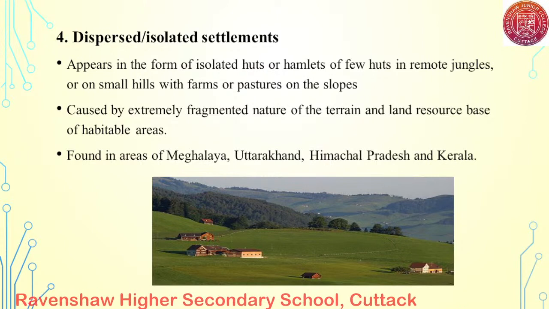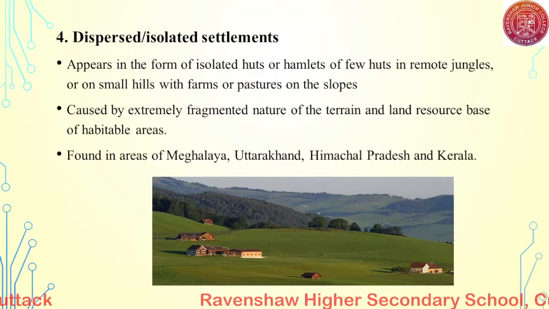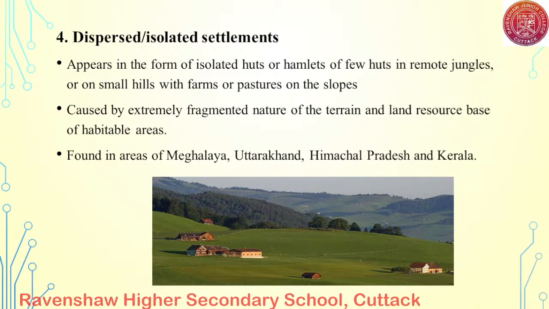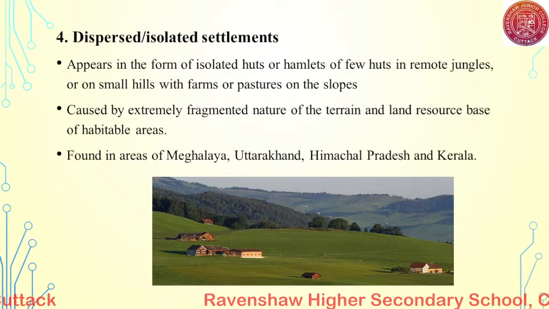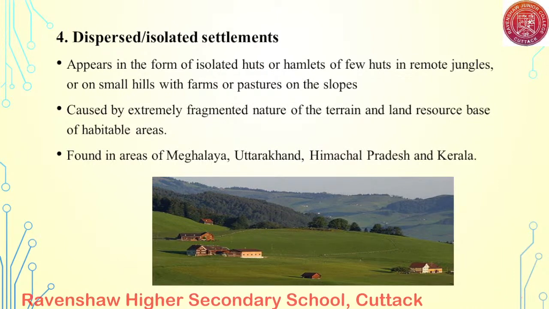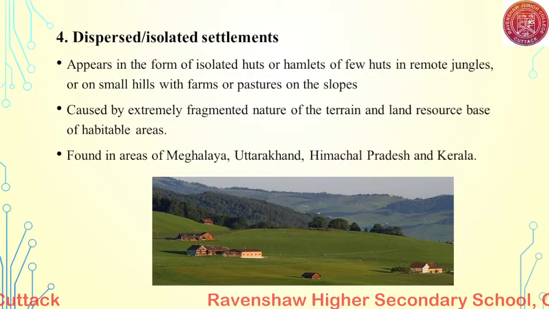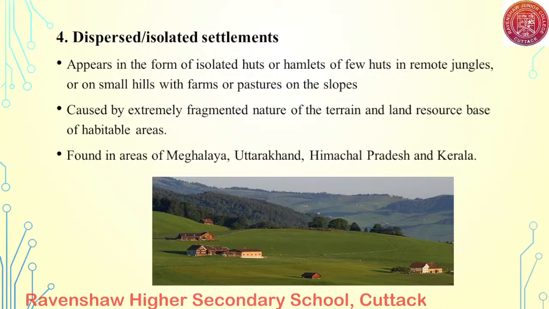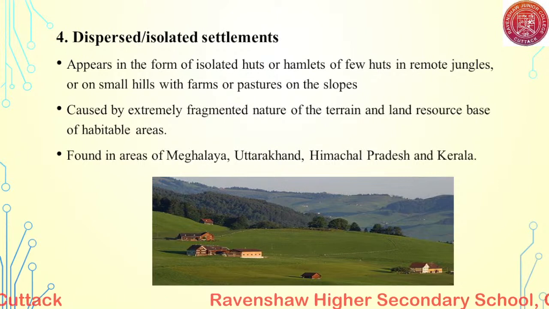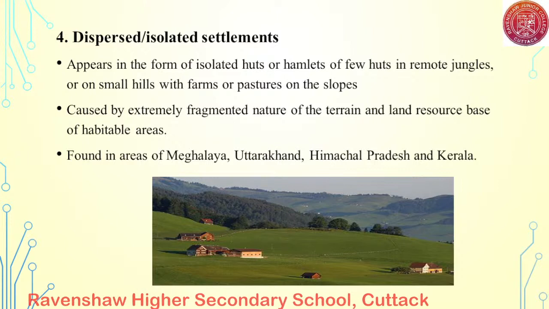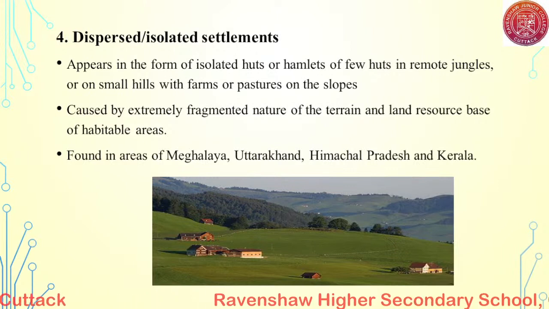Then another one, that is dispersed or isolated rural settlements. These dispersed or isolated rural settlements are found in the form of isolated houses or hamlets of a few houses in remote jungles, forests, or on small hills with the farms or pastures on the slopes. And these isolated rural settlements are caused by the fragmented nature of the terrain or landscape and the land resource base of habitable areas. So far as the isolated rural settlements are concerned, they are found in the states of Meghalaya, Uttarakhand, Himachal Pradesh, and Kerala. Next.